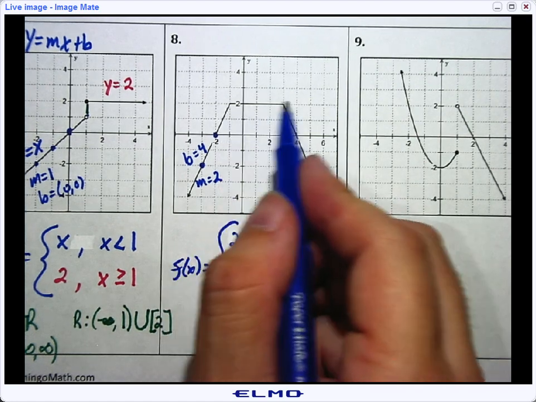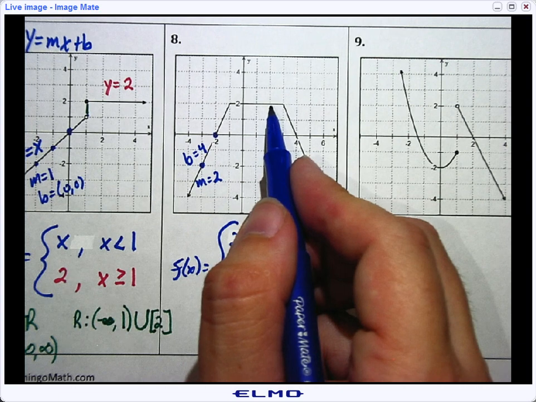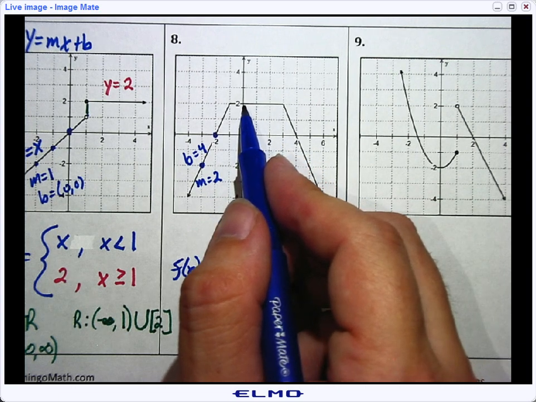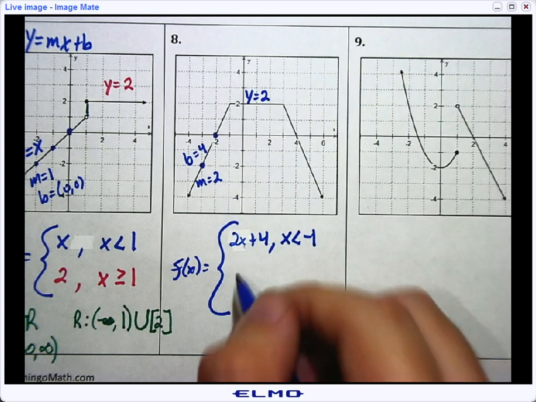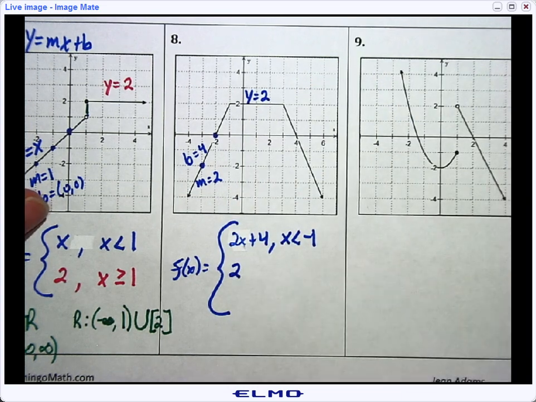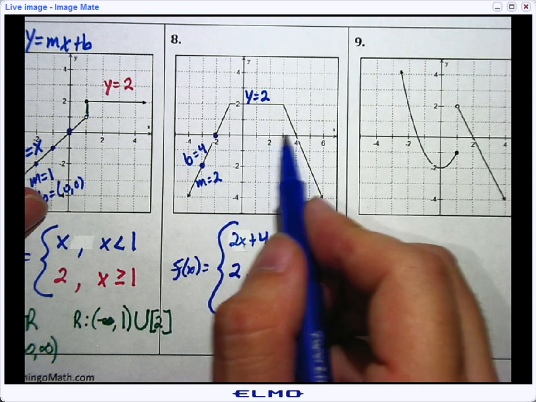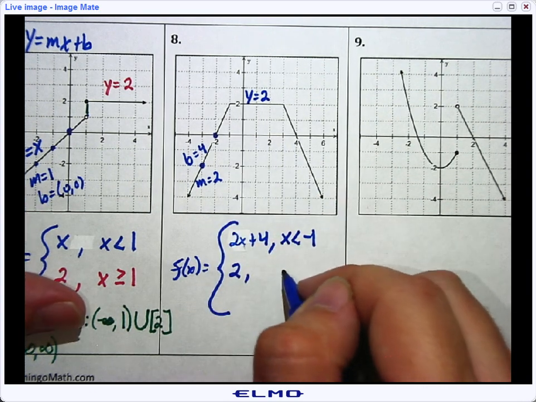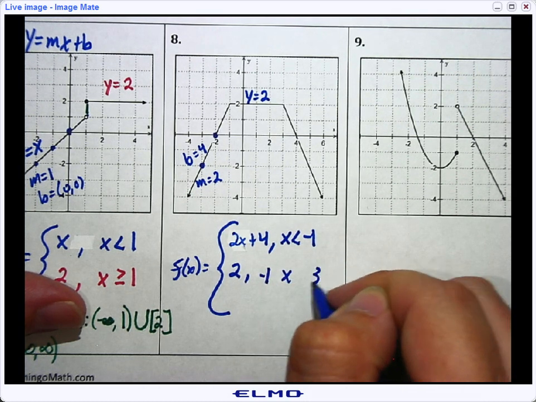All right, here we have a horizontal line. So it's just going to be y equals a number, and that number is where it crosses the y-axis, which is at 2. So this equation is just y equals 2. So for here, we're just going to put a 2, and that occurs when x is between negative 1 and 3. So lower bound is negative 1, upper bound is 3.